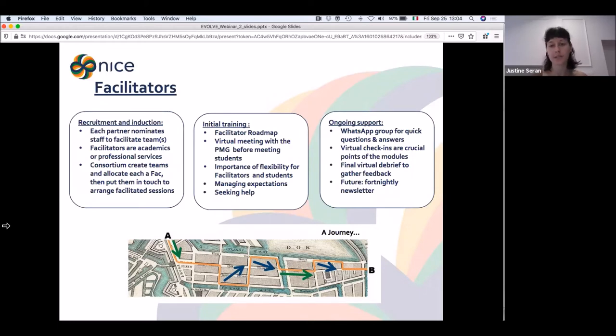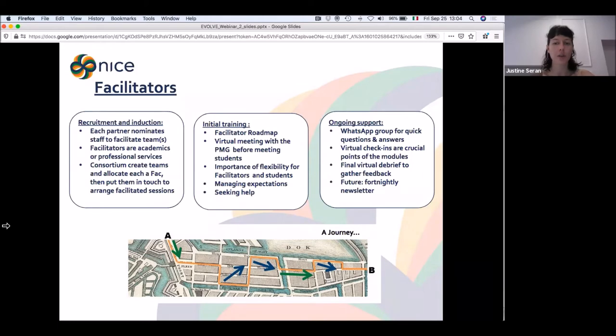So I wanted to speak a little bit about facilitators. I was very happy earlier to hear that in the EVE project, we had 99% satisfaction among facilitation trainees. That's definitely been my experience as well. It's a very rewarding experience to facilitate online. We found facilitators from partner institutions who nominated both academic and professional services staff. They were then allocated a team and started discussing with their students how they would arrange their sessions. Some teams had the flexibility to arrange sessions on an ad hoc basis. Others were very regular from the start.